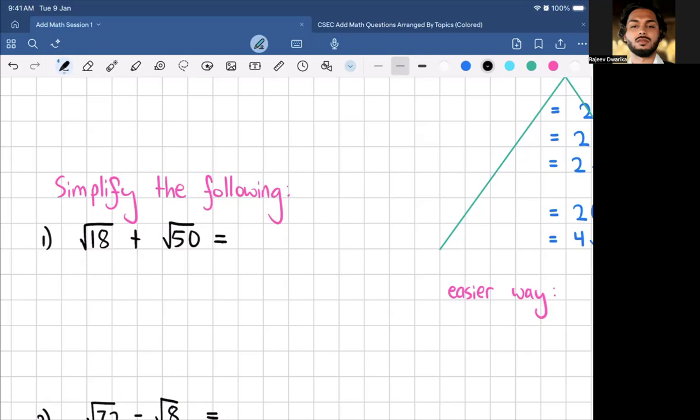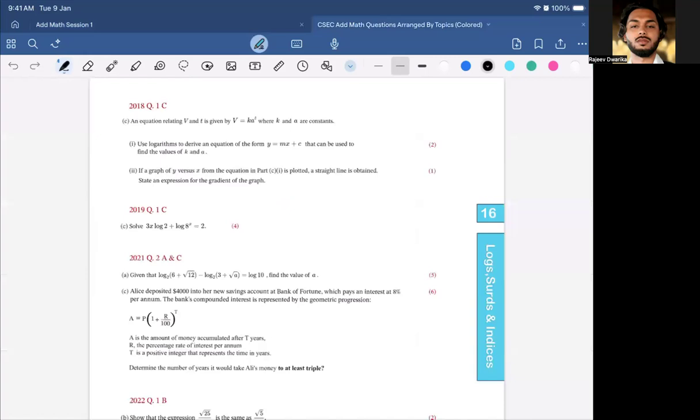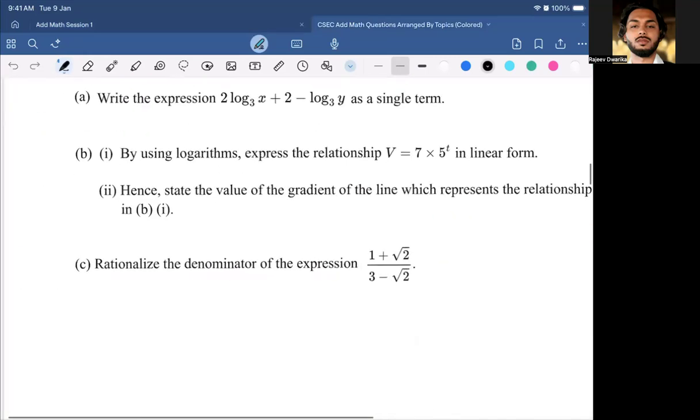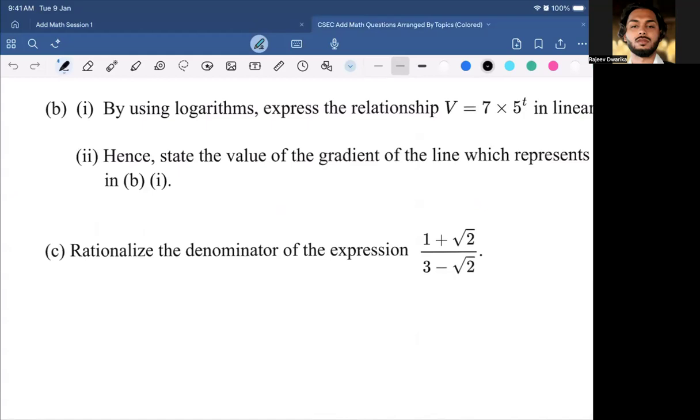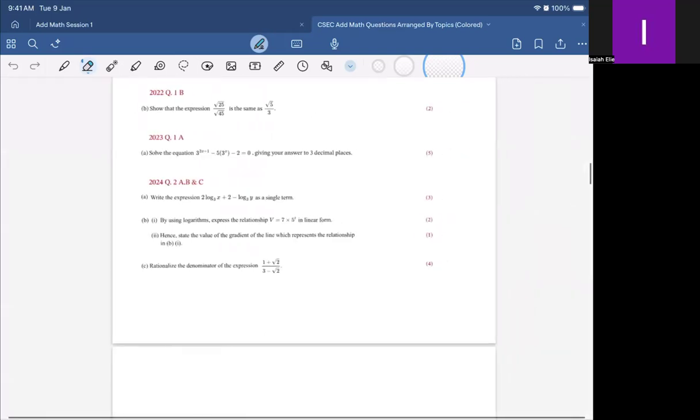Isaiah, do you want a difficult question? Take a screenshot of this and try this. I'll just write it down. Rationalize 1 plus root 2 all over 3 minus root 2. Try that. You have that, Isaiah? Yeah. Okay.